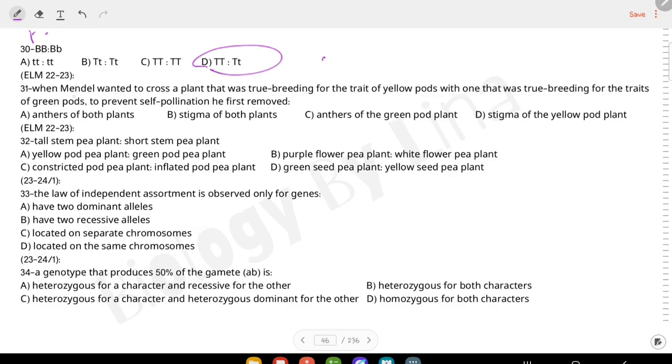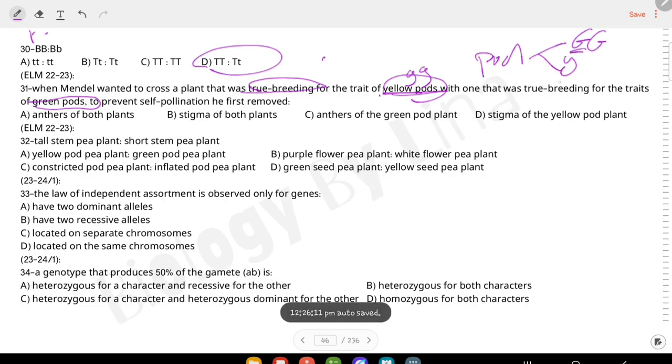Now, question 31. When Mendel wanted to cross a plant that was true breeding, which means pure, for the trait of yellow pod, it's G small, because you know it's recessive, with one that was true breeding for the trait of the green pod. Please pay attention to the 7 characters of Mendel, each with its contrasting trait. You should memorize them. For the pod color we have green and we have yellow. Which one is the dominant one? The green one.